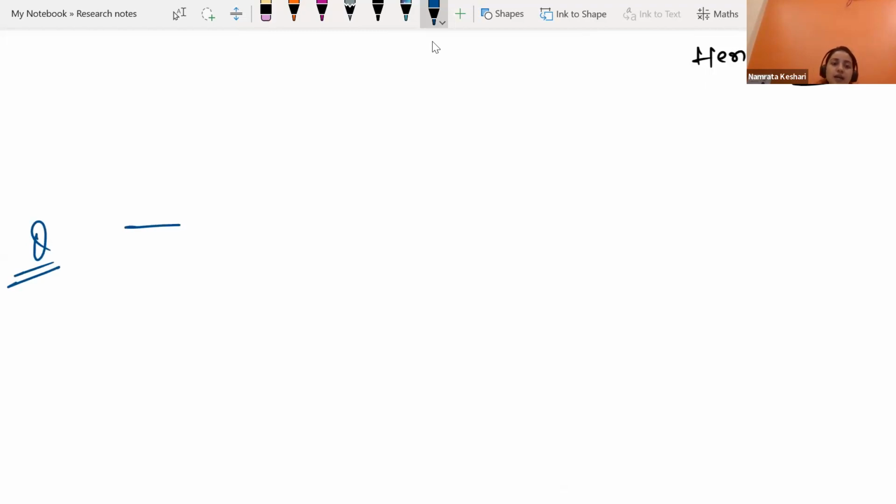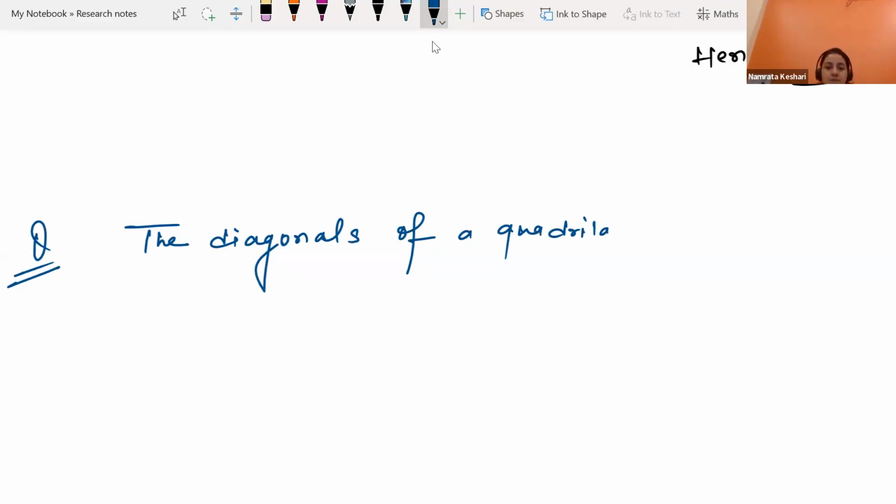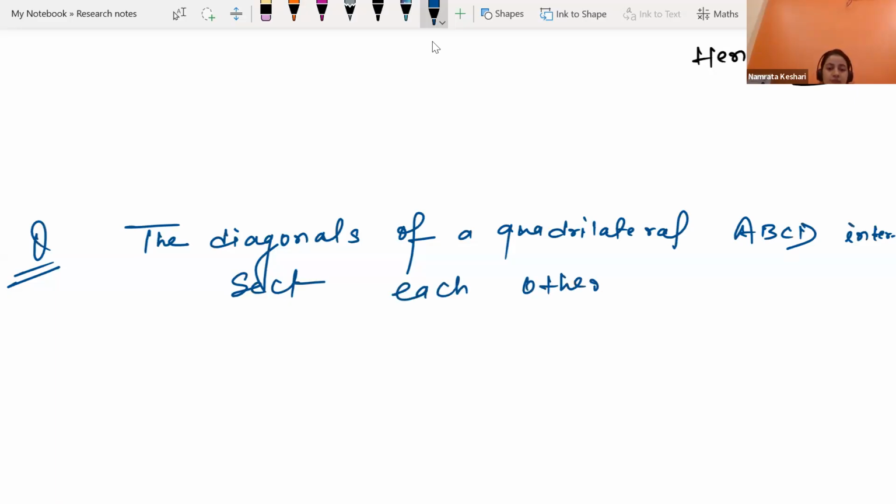The question says that the diagonals of a quadrilateral ABCD intersect each other at the point O.